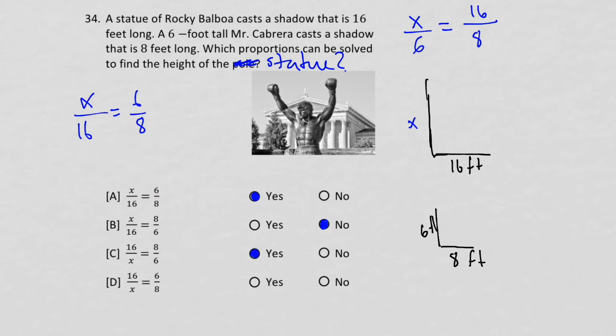And D, they also flipped it, but they did not flip the other ratio on the other side. Okay, so it's the reciprocal of this, but it's not the reciprocal of that. So that one is no. So the only two that can be solved in these options are those two. This one is also correct, but it's not there, so we don't have to worry about it.